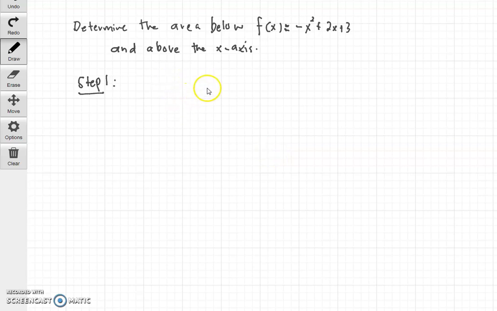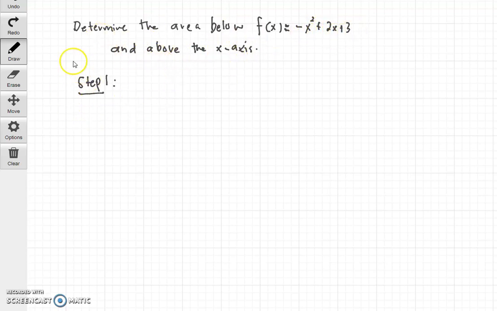Okay, hello, Midley. So in this video, we are going to see the next example on how to find the area below the f(x) function. So let's say if you find this kind of question, if you are dealing with this kind of question, if you read it, you need to determine the area below f(x) equals negative x squared plus 2x plus 3 and above the x-axis.